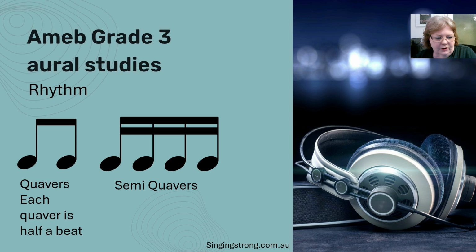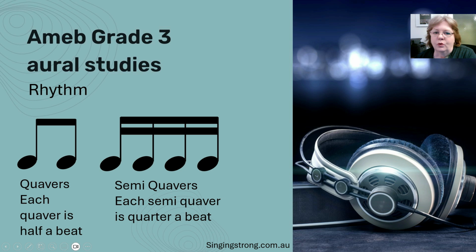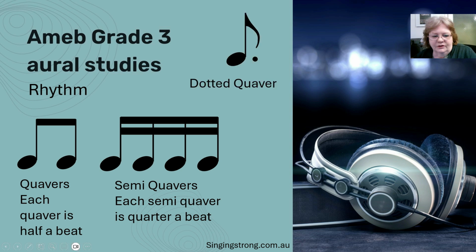Now, the difference between a quaver and a semi-quaver is fairly obvious in that the quavers have 1 beam, the semi-quavers have 2 beams. And these are a quarter of a beat, or you would call them 16th notes. So if you go back to the crotchet, ta, ta, and we go ticka, ticka, ticka, ticka. So they're faster again. And then our dotted quaver, well, we talked about what a dot does.